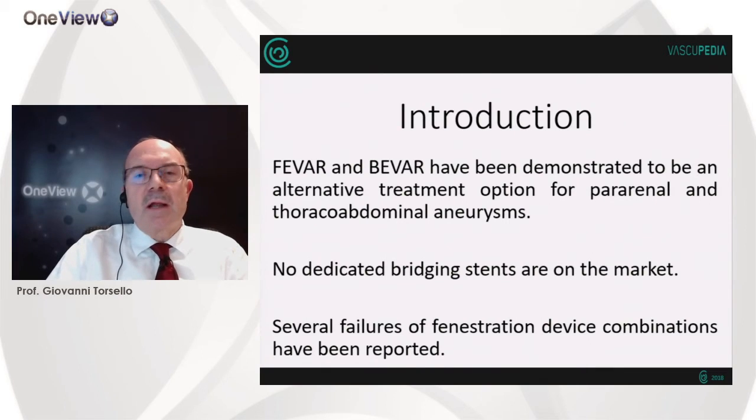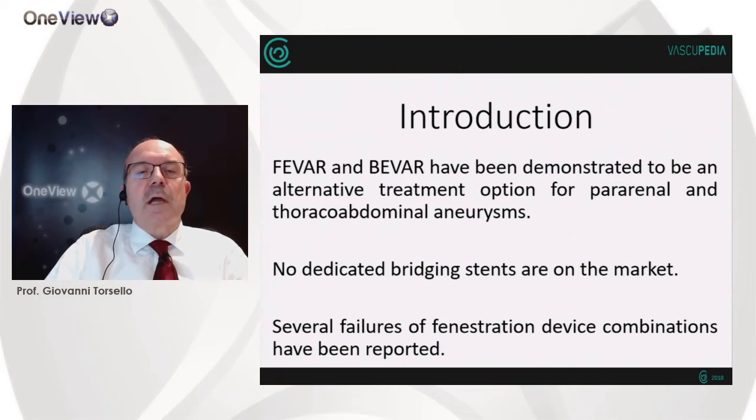These patients very frequently have more comorbidities, and they are sick, and they have very often COPD or cardiac problems. So we are happy to use less invasive methods based on the technology like fenestrated grafts and branch grafts.